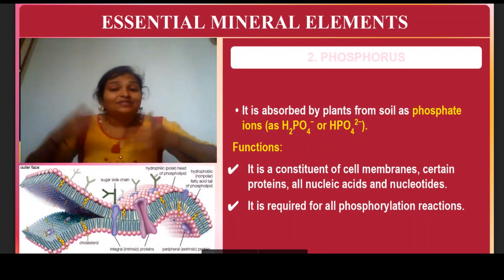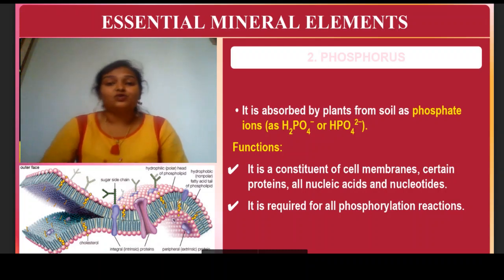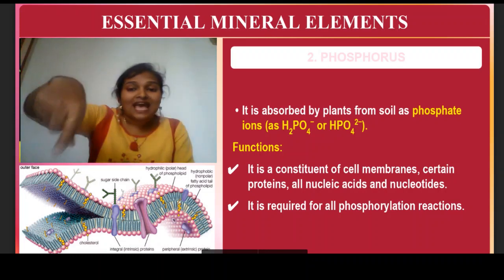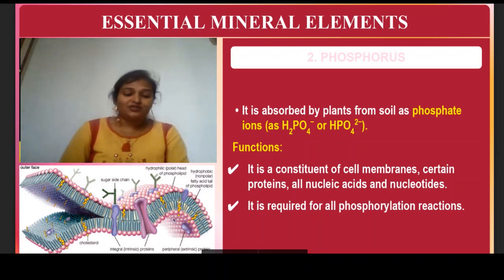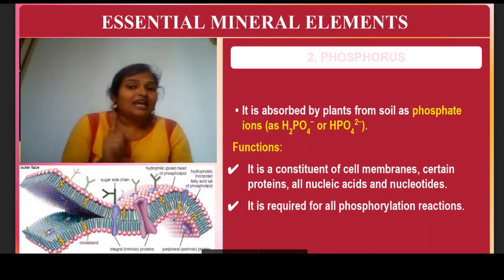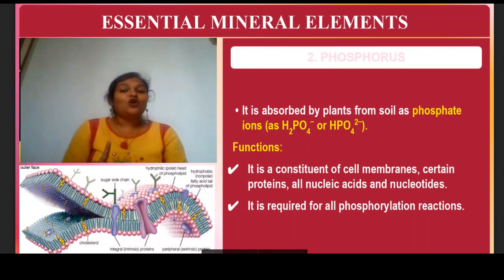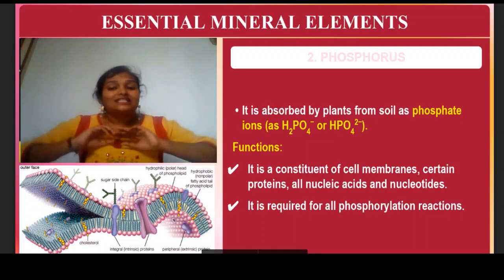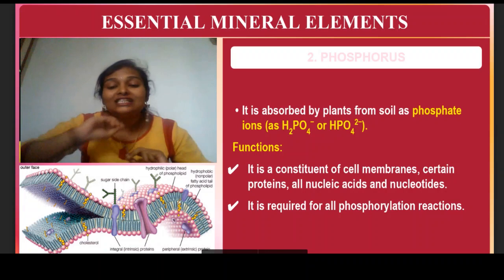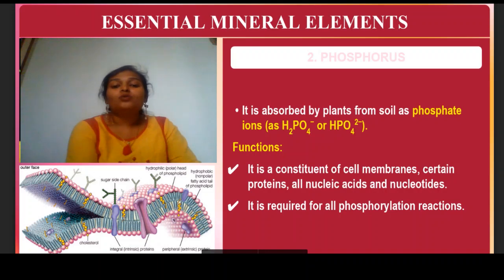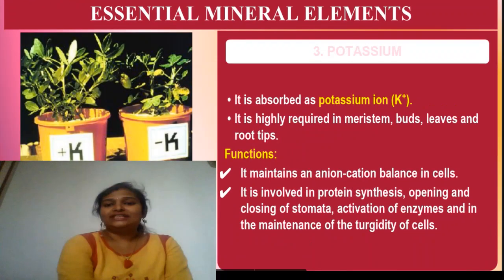And even the xylem and phloem differentiation is reduced. Please note down, students, due to the deficiency of phosphorus what happens? The xylem and phloem differentiation is reduced, and it is going to inhibit the seed germination. Remember, in nitrogen we had studied that due to the deficiency of nitrogen, seed dormancy will be increased. But here it is going to inhibit the seed germination. Phosphorus deficiency inhibits seed germination. Very important. Please note down this.